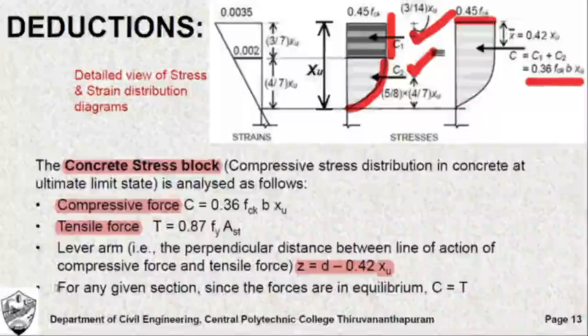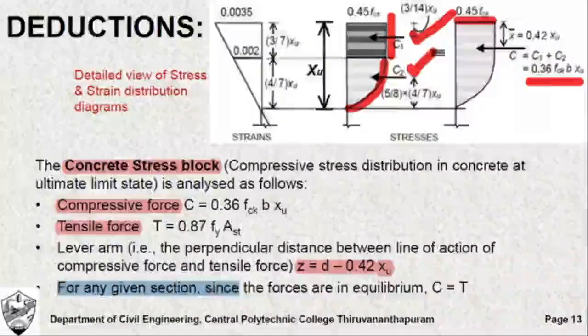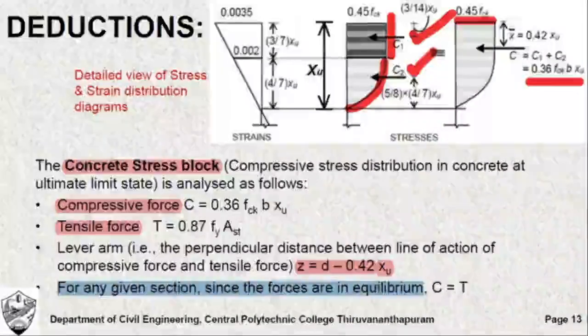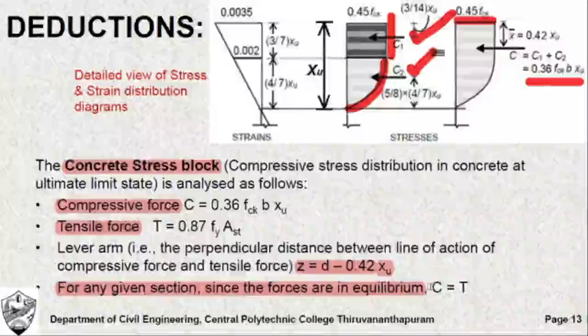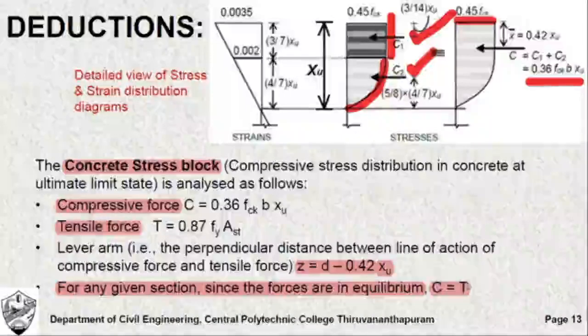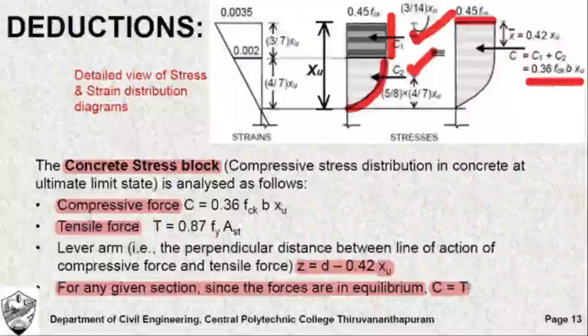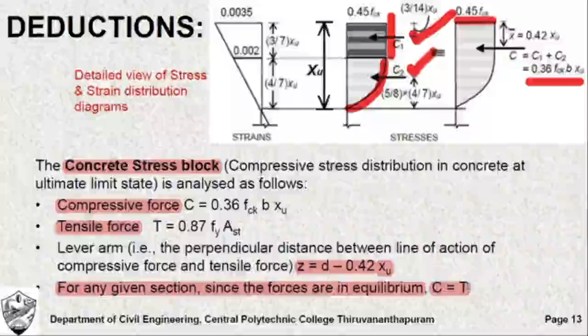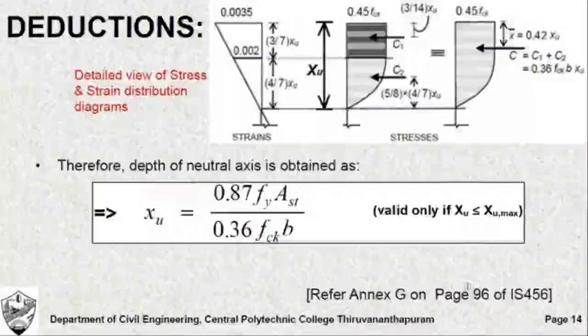Now, for any reinforced concrete section to be in a state of equilibrium, it has to satisfy the condition that the compressive force in the section is equal to the tensile force in the section. So one should remember always that the compressive force acting at the level of concrete should be equal to the tensile force acting at the level of steel in order to satisfy a state of static equilibrium. Now, if this condition of C equal to T is satisfied, you can equate the compressive force 0.36 FCK BXU to 0.87 FY AST.